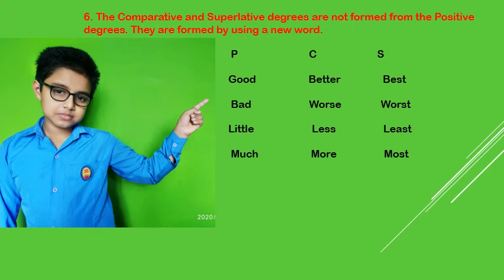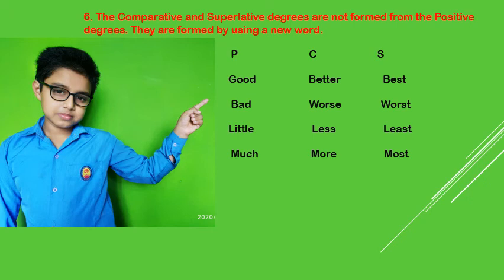So, for example, the positive degree here is given good. The comparative degree of good here is given better. And the superlative degree of good is best. So, you can observe here that the comparative degree of the positive degree good is better. You can observe here that the comparative degree better is formed by using a new word. It is not formed from the positive degree good.